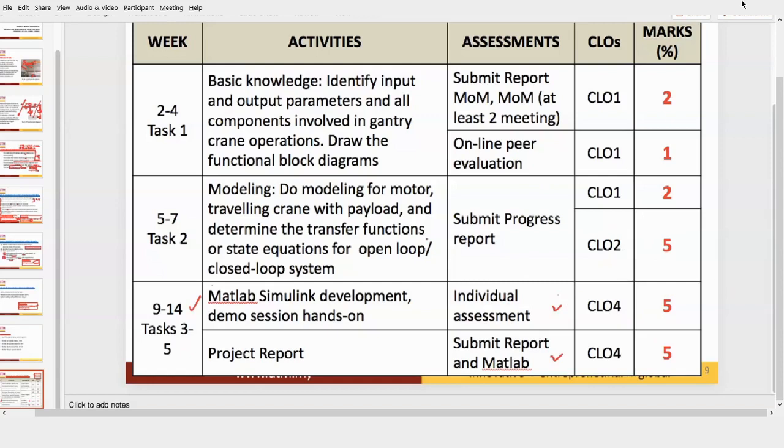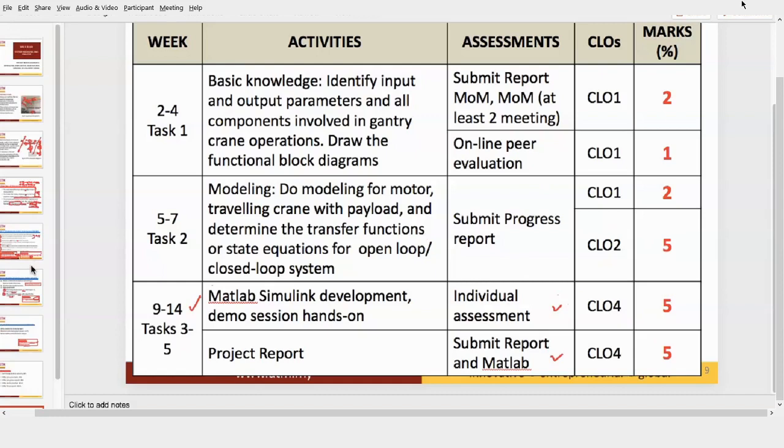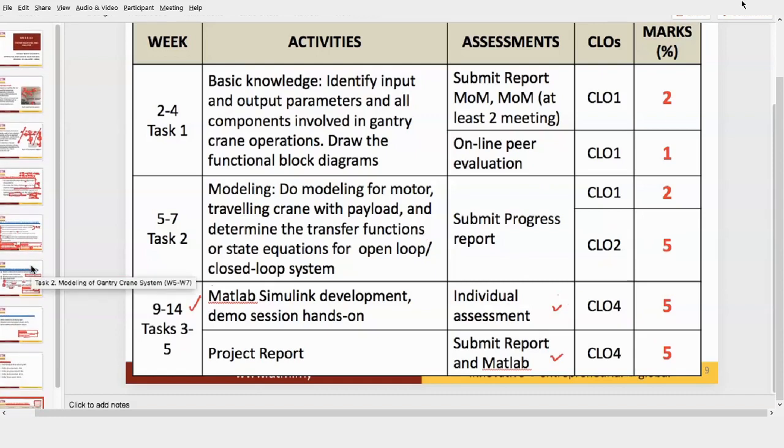Okay, any question for this project? Okay, so I think I will remind you. Doctor. Yeah?